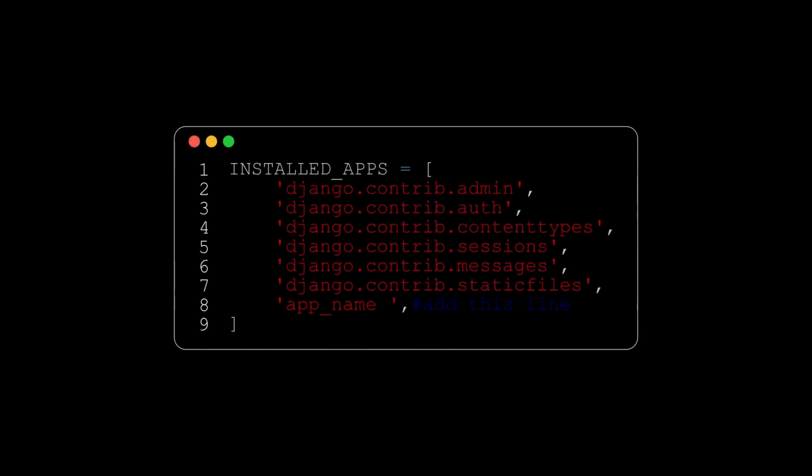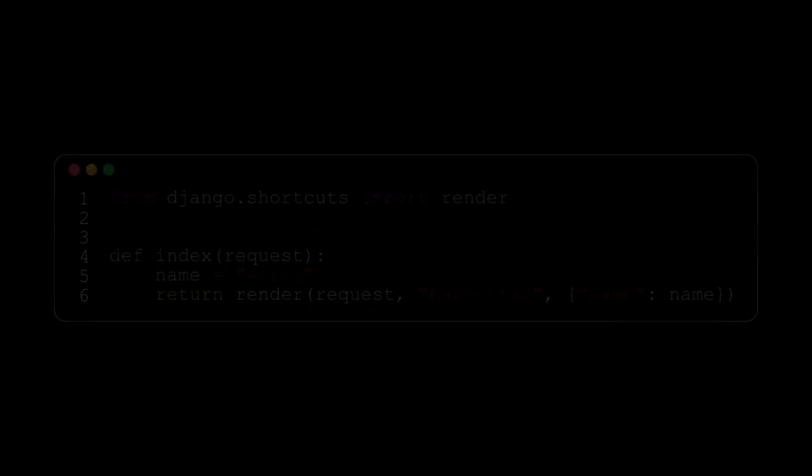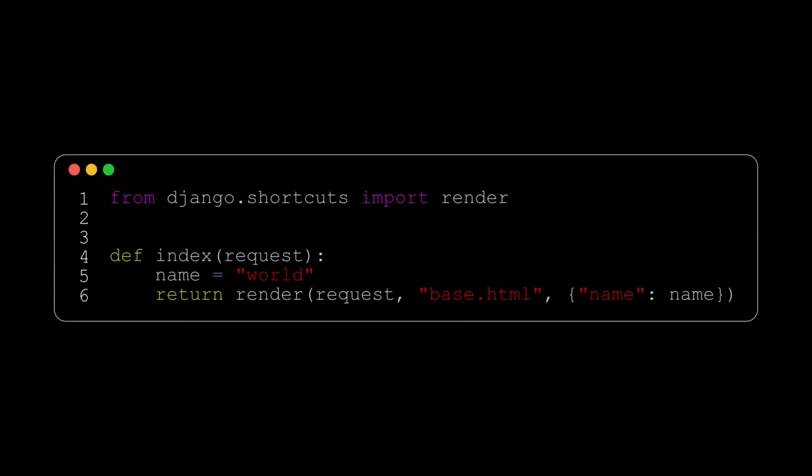Now let's include our new app in the settings.py file. We are going to do this to make sure Django recognizes our templates, so this step is important. Now let's go to our new app folder and go to views.py. Inside this file, we are going to import render.